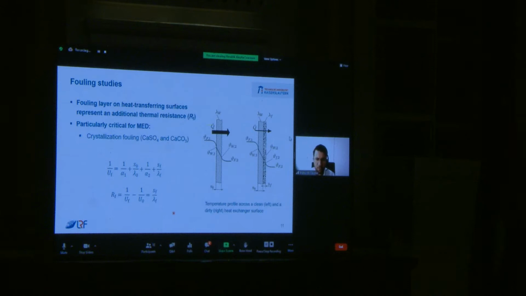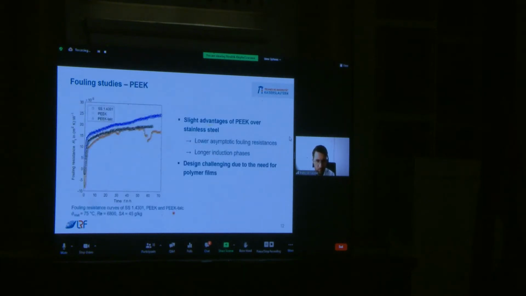For the artificial seawater test system, components calcium sulfate and calcium carbonate are mainly relevant for the fouling processes, and we have determined the fouling resistance experimentally for PEEK and the polymer composites. Here at first for PEEK, pictured are the fouling resistances versus time for stainless steel, PEEK, and talcum-filled PEEK. Overall, the differences are not very large, but we see slight advantages for PEEK, especially regarding the asymptotic fouling resistance. Also interesting is this drop here in the fouling resistance, which I will discuss in more detail later.